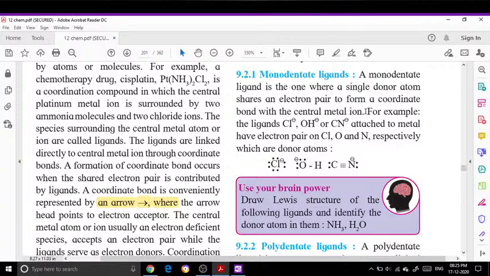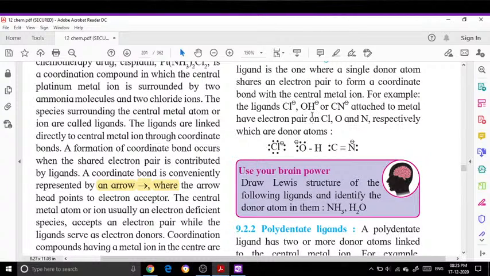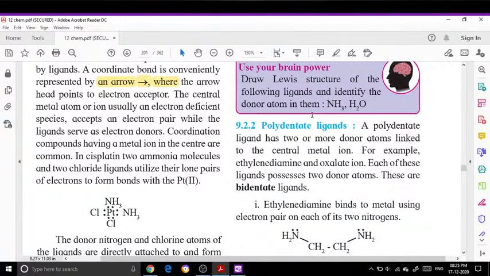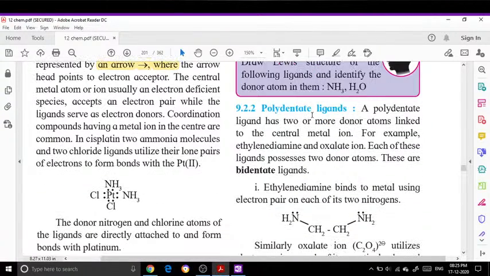So for a coordinate bond, Cl minus, OH minus, CN minus are attached to the central metal atom. Then we have polydentate ligands, those which can donate more than one pair. That means it can have two or more donor atoms. So a polydentate ligand has two or more donor atoms linked to the central metal ion. For example, ethylene diamine and oxalate ion.